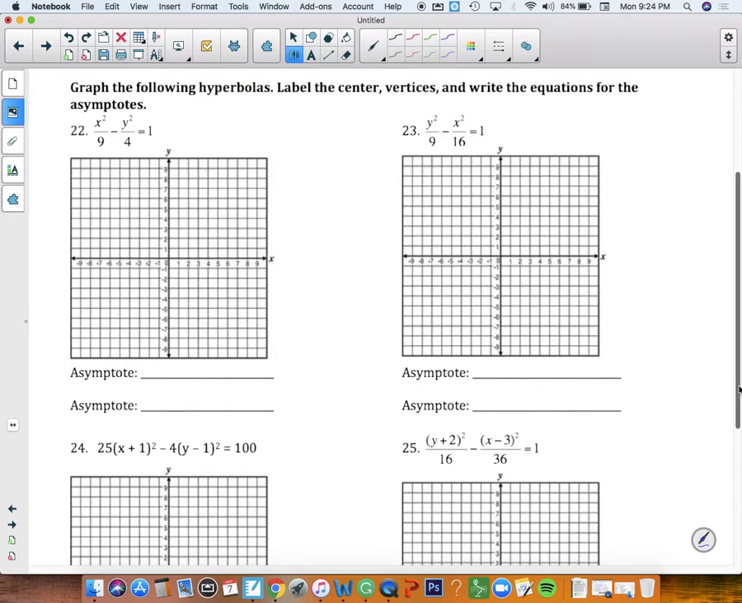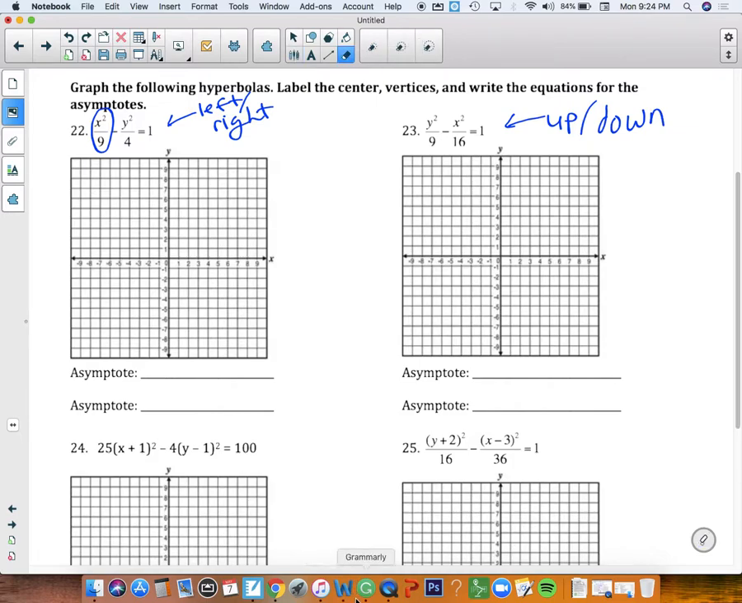So let's do 22. So remember, we have to figure out if these things are going to go up and down or left and right. Whichever variable is first tells you the direction it's going. So this one has an x value or an x variable first. That means it's going to go left and right because the x comes first. So if we jumped right over to the 23, y comes first, so it's up and down. Okay, so that's going to help you figure out how to start graphing it.